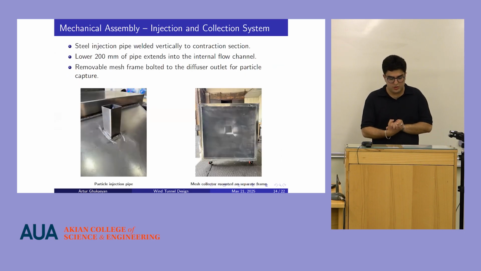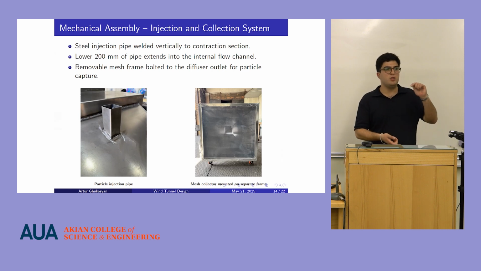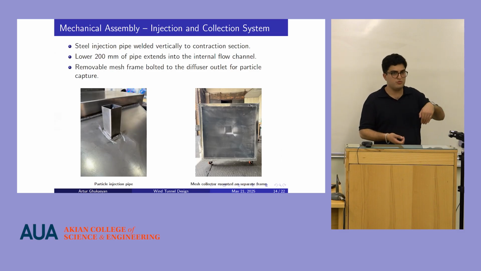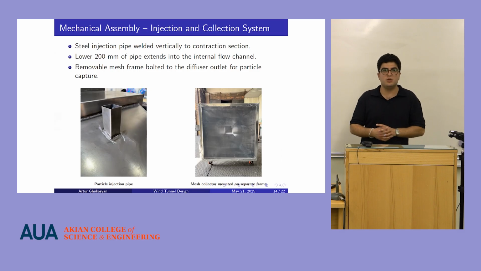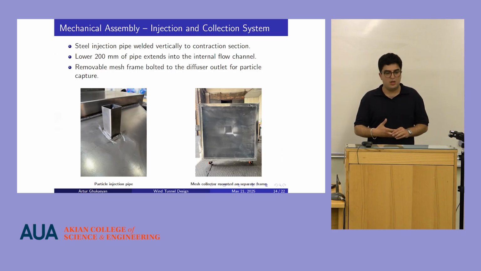And here you can see the injection tube, which was a steel tube, 50 by 50 millimeters, length of 300 millimeters. The pipe was welded vertically into the construction section, and the lower 200 millimeters of the pipe extended to the inside of the construction section. This length was achieved through CFD simulations by the prior work, and 200 millimeters is the exact length that allows a uniform flow through the test section.